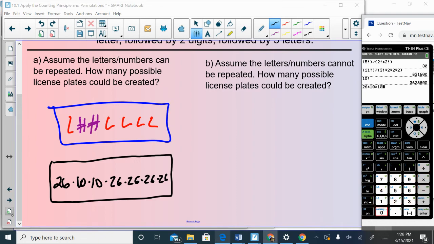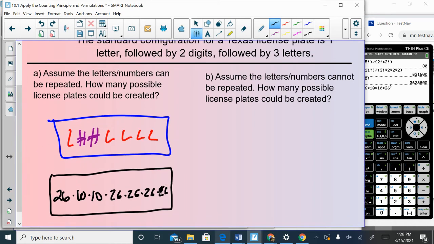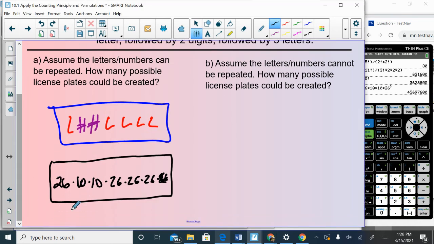Times 10, times, for the sake of being smart, I'm going to type in 26. Whoops, does it say there's going to be 3 letters or 4 letters at the end? 3, so we got to get rid of that. Too many. 26 to the third. So the number of ways, given this scenario, that we could write license plates would be 4,569,760,0. That's a lot, right?